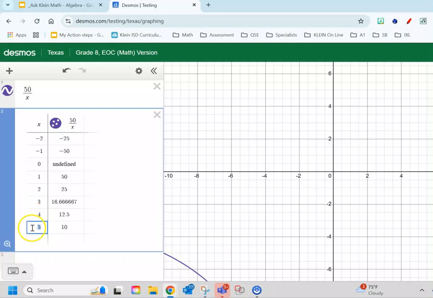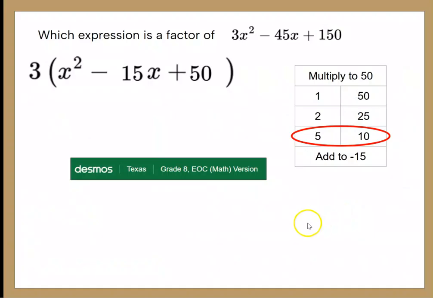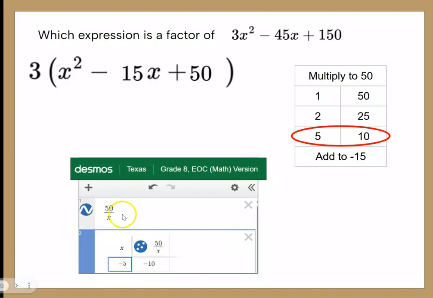Wait, there's my 5 and 10, but that doesn't give me a negative 15. So I'm going to enter negative 5 and see what it gives me. Oh, that gives me negative 10. Well, negative 5 times negative 10 does give me 50, and negative 5 and negative 10 give me negative 15. So let's go back over and fill in our negative 5 and negative 10 into our factors. So we just found that when we went to Desmos, we were able to put in 50 divided by x and find the numbers negative 5 and negative 10. As you can see, these do match the numbers in the table, but over here I should have negative 5 and negative 10 to give me negative 15.